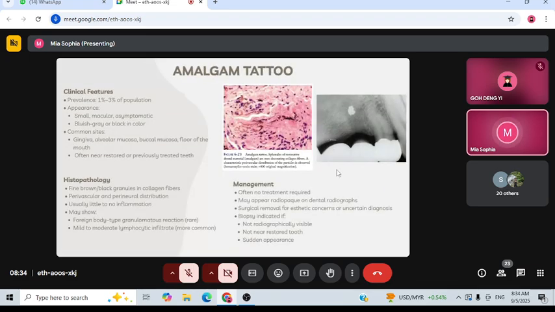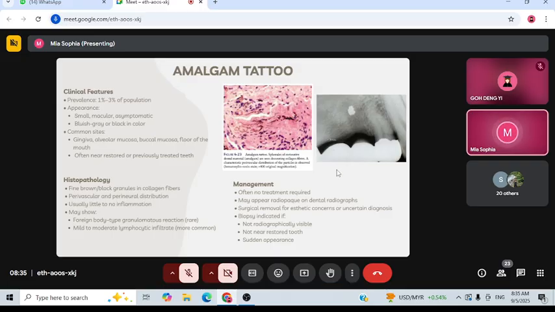Clinically, amalgam tattoos are seen in about 1 to 3% of the population. They appear as small, flat and painless macules with a bluish grey to black coloration. You will commonly find them on the gingiva, alveolar mucosa, buccal mucosa, or even the floor of the mouth, often near teeth that were previously restored or treated.